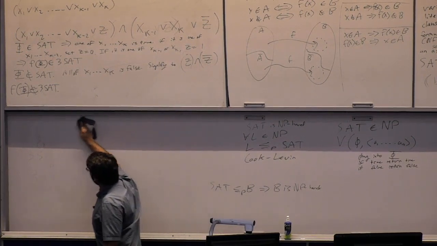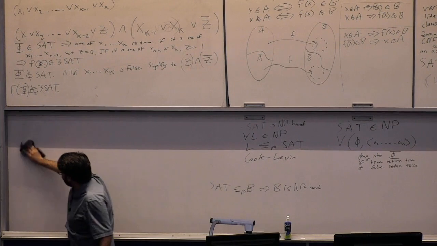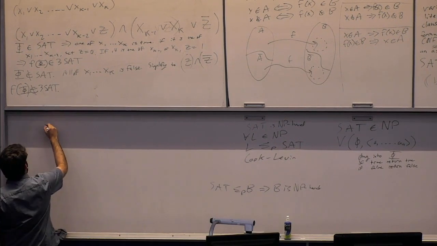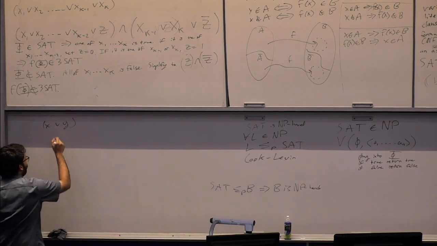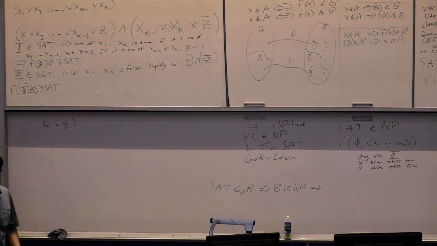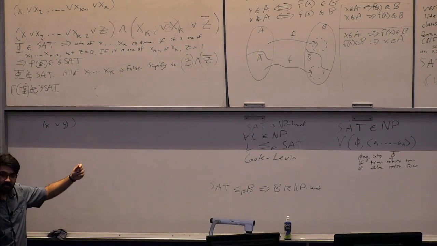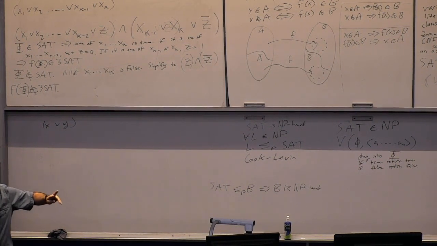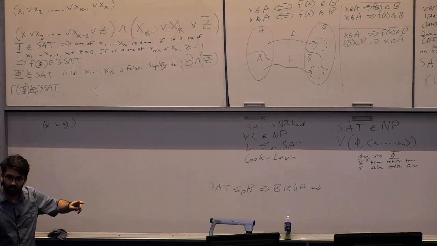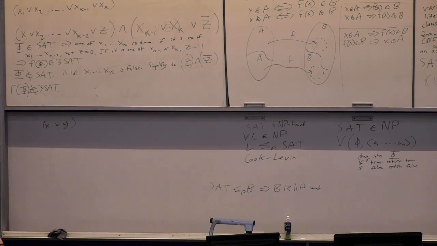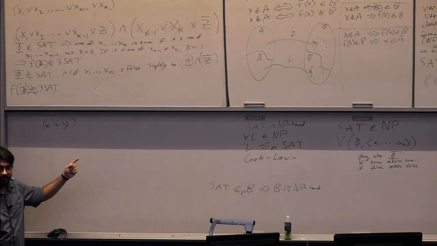So if you have a 2SAT clause, you have something of the form x or y, right? A 2SAT clause is so easy. Turning on x says you don't have to turn on y, but turning off x forces the decision of y to be made. That's not true for a 3SAT clause. If you have x_{k-1} off, that doesn't say which one of x_k or not z you have to turn on. It doesn't make that decision for you. In 2SAT, forcing x off does force y on for there to be a satisfying assignment.